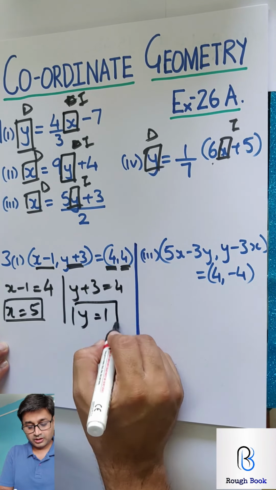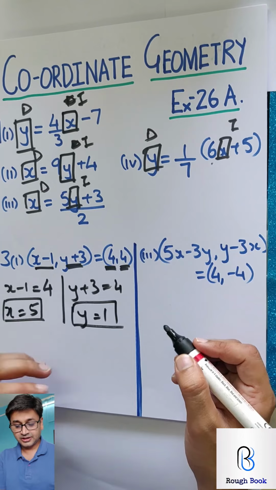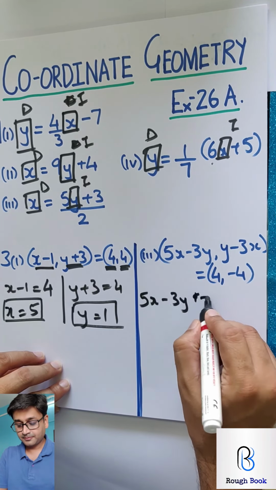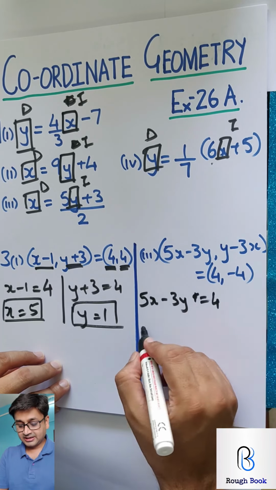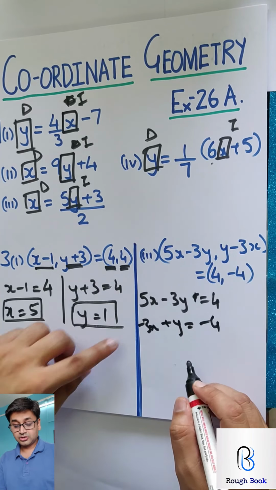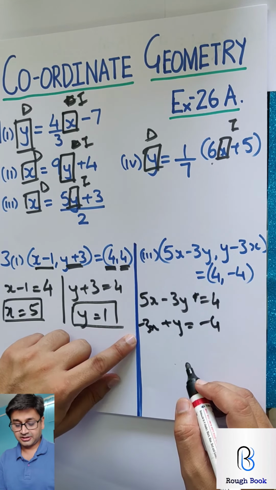So y is equal to 1. Was that very simple? Yeah. Let's go with the second one. 5x minus 3y equals 4 and minus 3x plus y equals minus 4. So in this case we'll have to apply simultaneous equations.